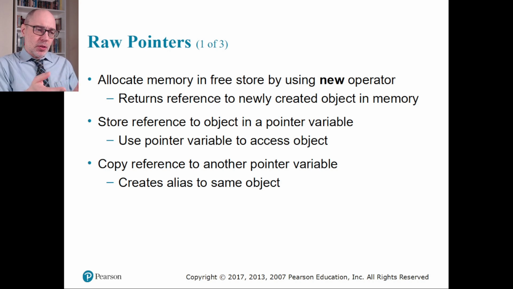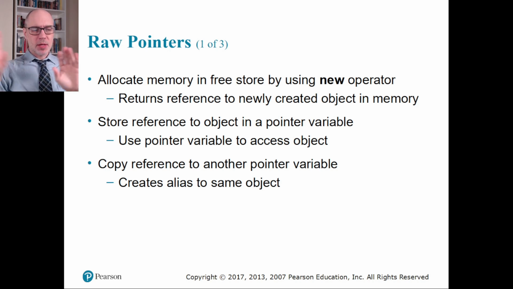And then one thing you can do, and sometimes you need to, is copy that reference to another pointer variable. So then you'll be in a situation where you have two or more pointers that are actually referring you to the single one object in the free store. People frequently refer to that as an alias. An alias is when you've got multiple pointers to the same object.